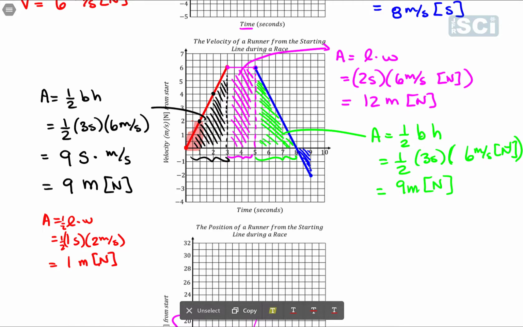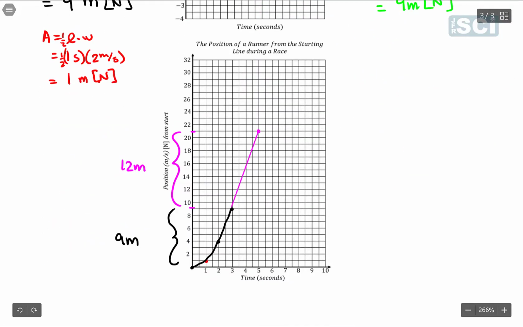But notice that my velocity is decreasing, which means I'm slowing down, which means that my position is going to increase along a curved line. So I'm at 21 and I need to increase by 9, which gets me up to 30. So this will be 9 meters, at 30, at 8 seconds, and it needs to curve downwards, be concave down. Right?